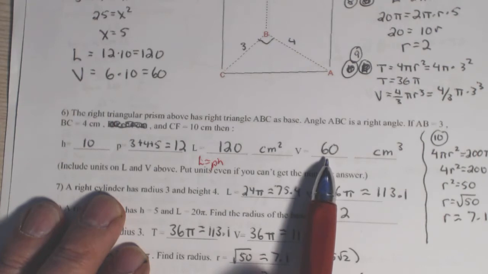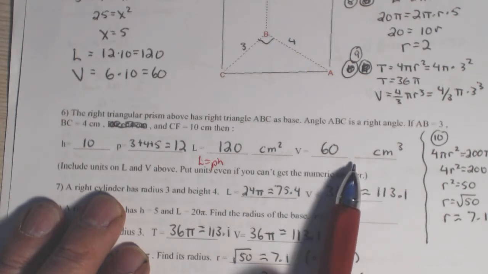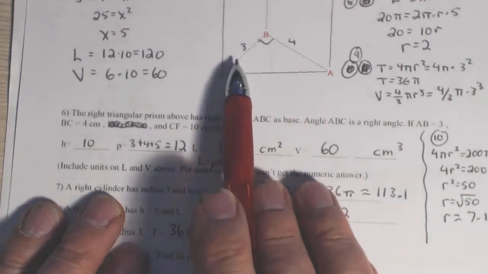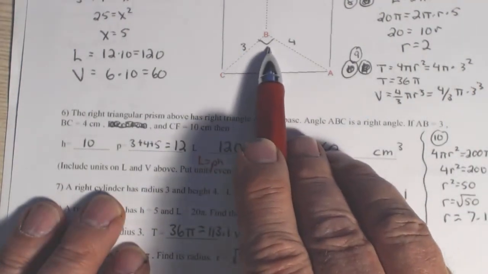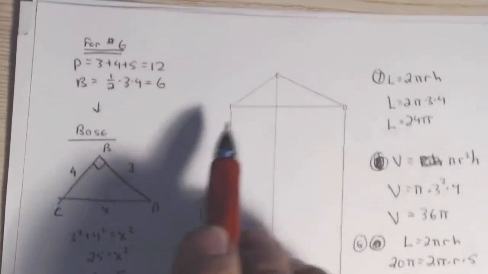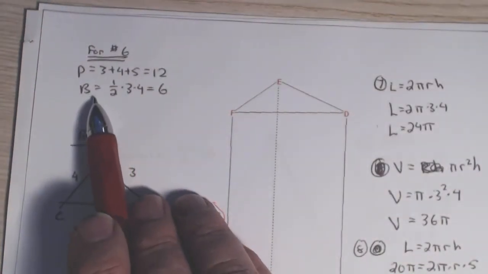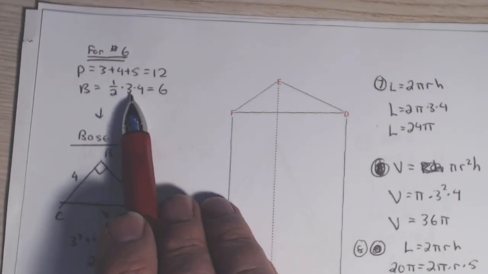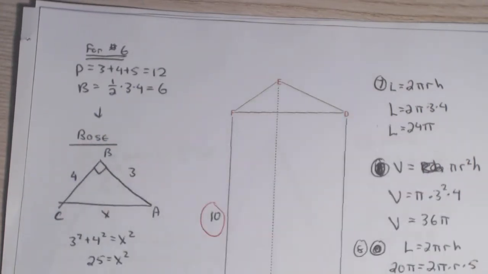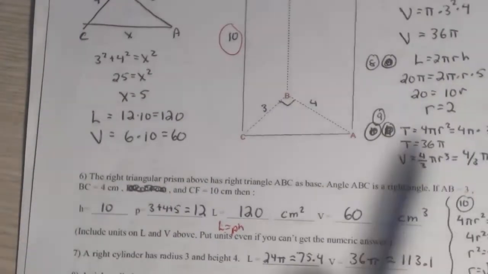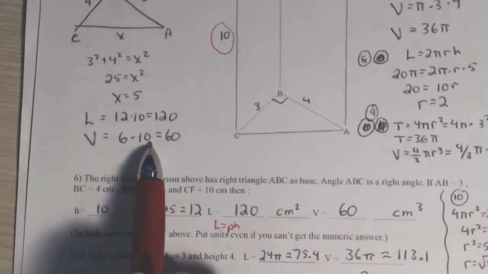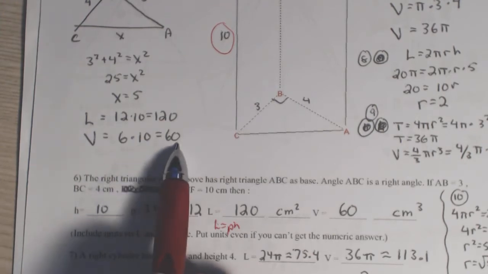And the volume is the area of the base times the height. Now, to figure the area of the base, remember the base is a right triangle. And in a right triangle, the two legs, those are the sides making the right angle, can always be used for the base and the height. So up here I've calculated that B, the area of the base, using the triangle formula, is 1/2 base times height, and 1/2 3 times 4 is 6. Therefore, the volume, which is the area of the base times the height, is 6 times 10 is 60.